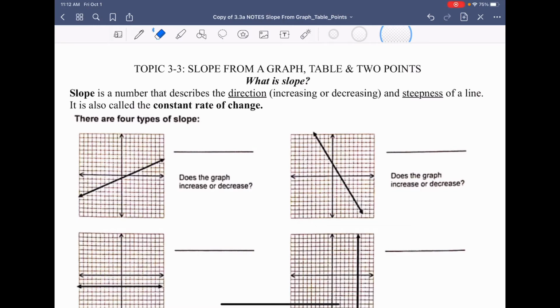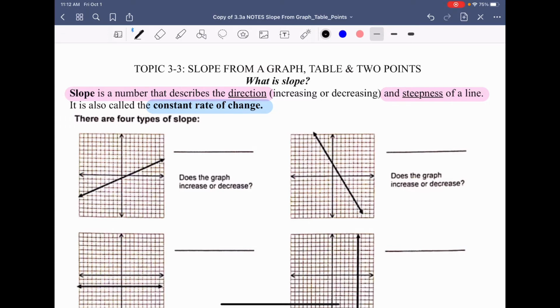All right, slope is what we are going over today. And what is slope? From a graph, a table, and 2 points. Okay, so slope is a number that describes a direction and the steepness of a line. It is also known as the constant rate of change. So if you ever see the words rate of change, it's wanting you to find the slope.